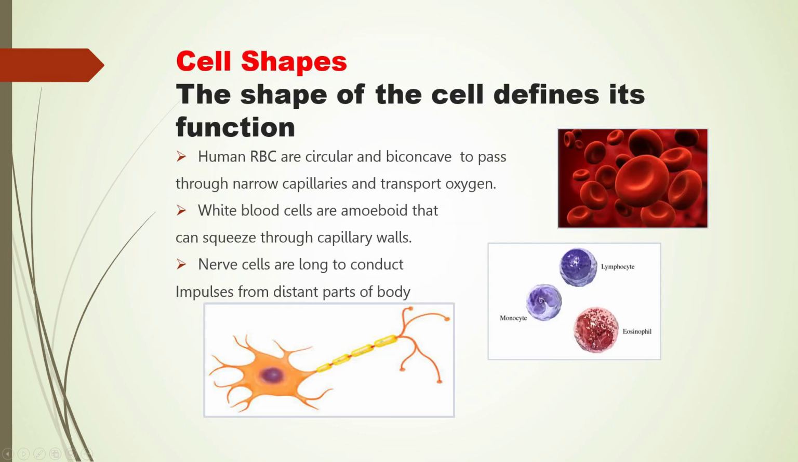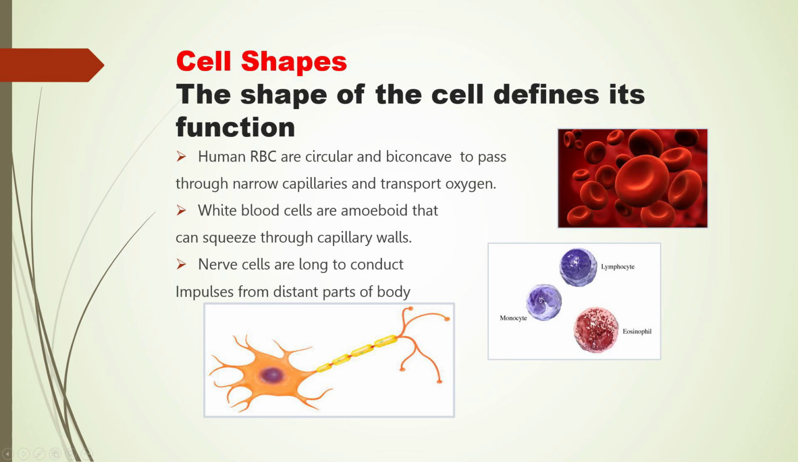The next concept that we are going to study about the cell is the cell shape. The most important thing that you have to understand in this concept is that the shape of the cell will actually define its function. In simple words, whatever shape the cell is going to have, depending upon that shape, it is going to perform its function.